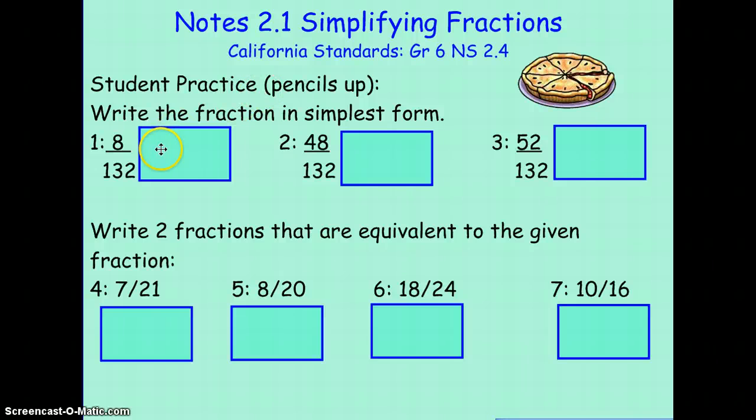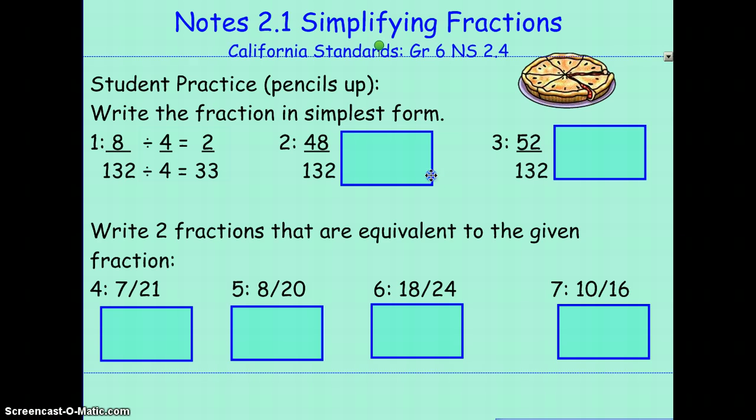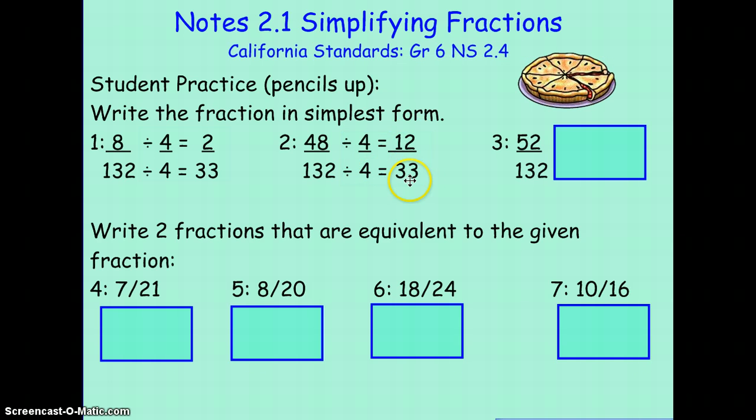Okay, let's take a look at our answers here. This one here, I notice they're both divisible by 4, and I end up with simplest form is 2/33. Here, I also notice they're both divisible by 4, and end up with 12/33. Final problem, again, both of them are divisible by 4, and end up with 13/33. So I chose to simply divide them both by the same amount since it was fairly easy for me. If it's not, write it out using prime factorization. Remember, you'll get the same answer.